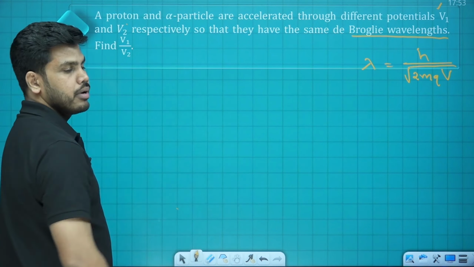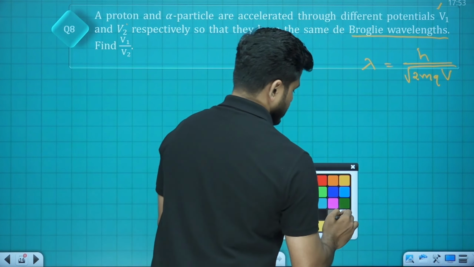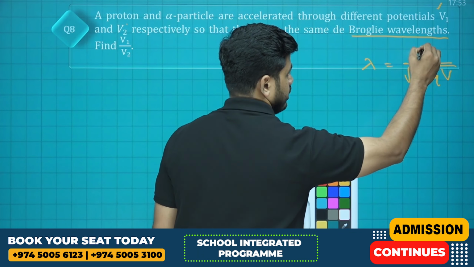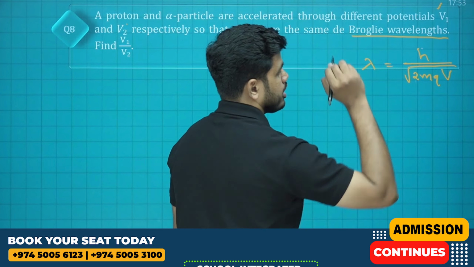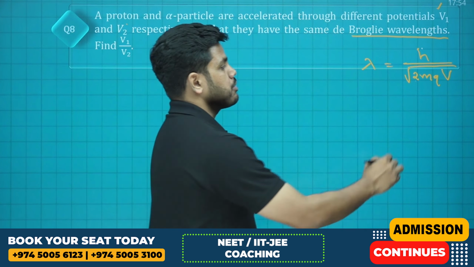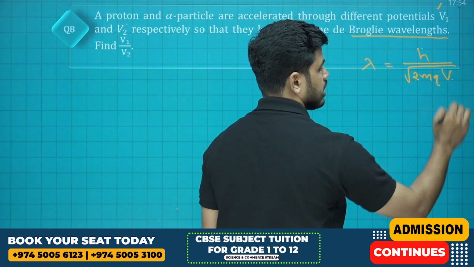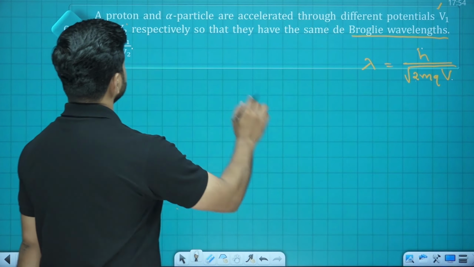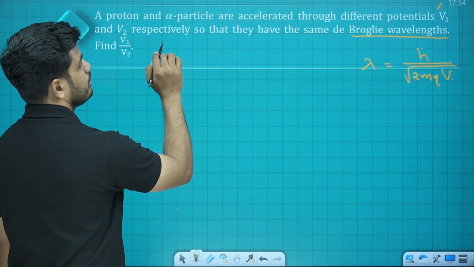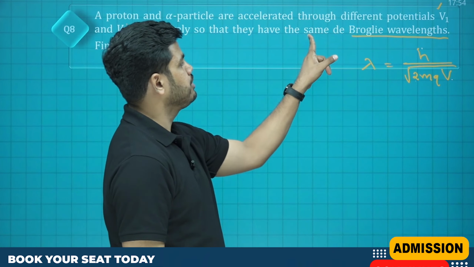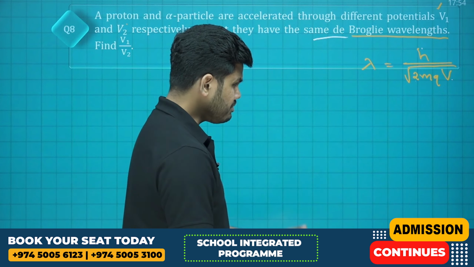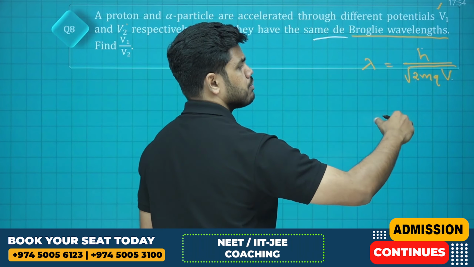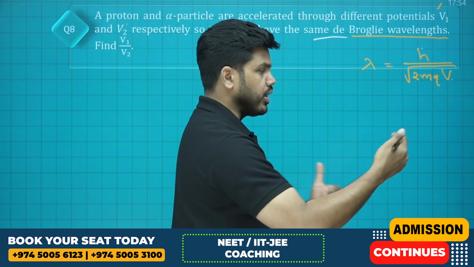We have a proton and an alpha particle. Look at this: for proton and alpha particle, h remains the same, and 2 also remains the same. Their potentials are V1 and V2. The question also says they have the same de Broglie wavelength. Then lambda of P and lambda of alpha can be equated.